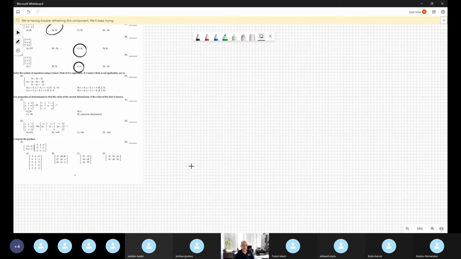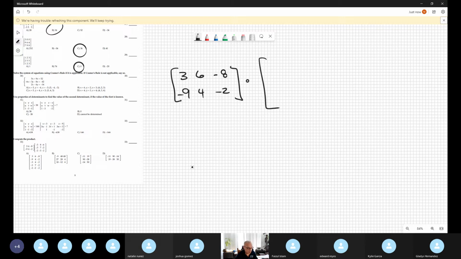Okay, basically it is a multiplication of matrices. The first is 3, 6, -8, 9, -9, sorry, 4, -2. Multiplication by another matrix: -3, 8, -6, -3, 7, -2, -2, -3, -2.